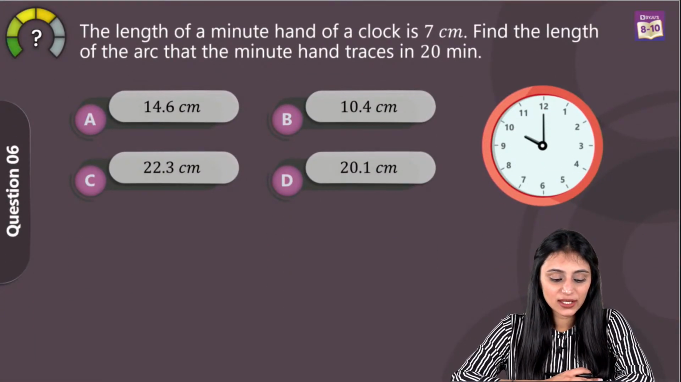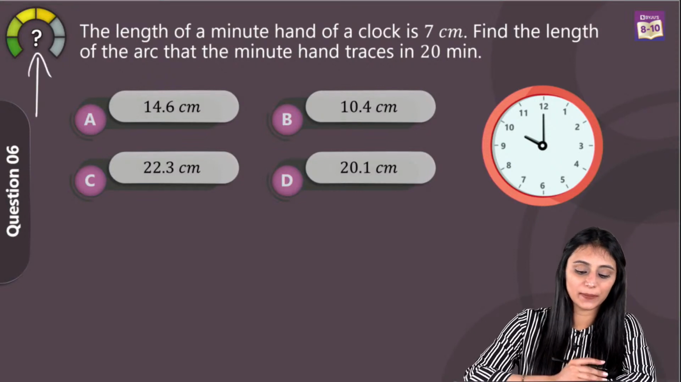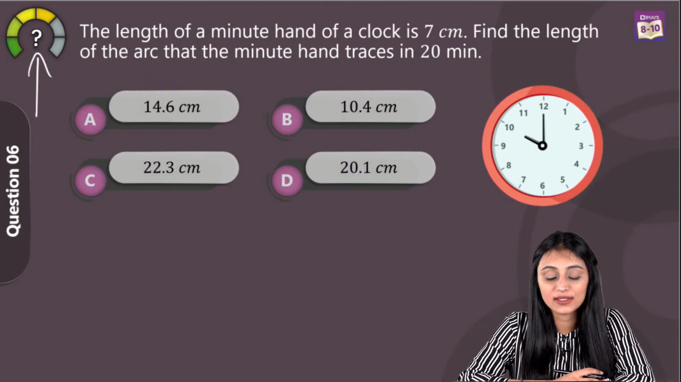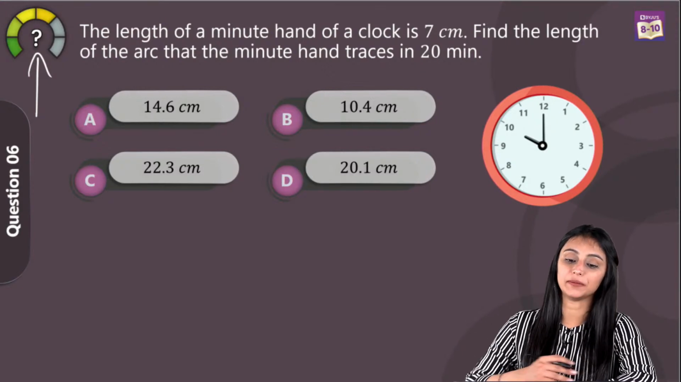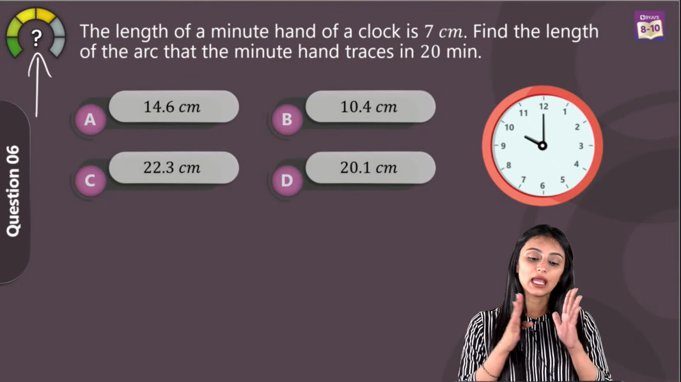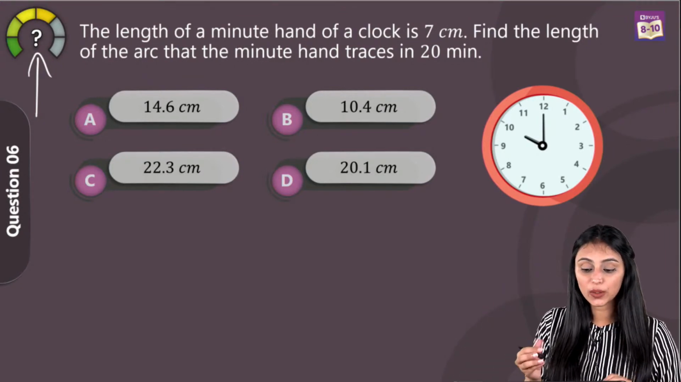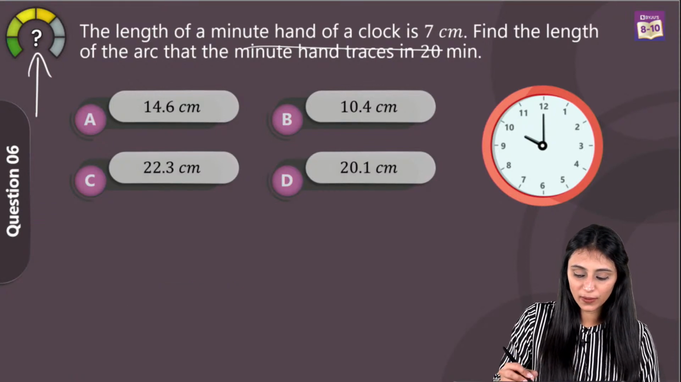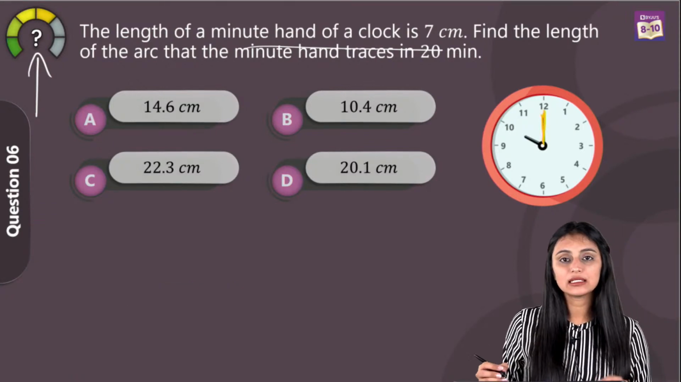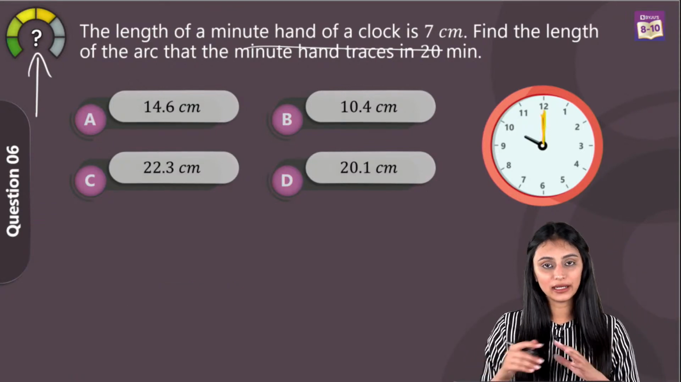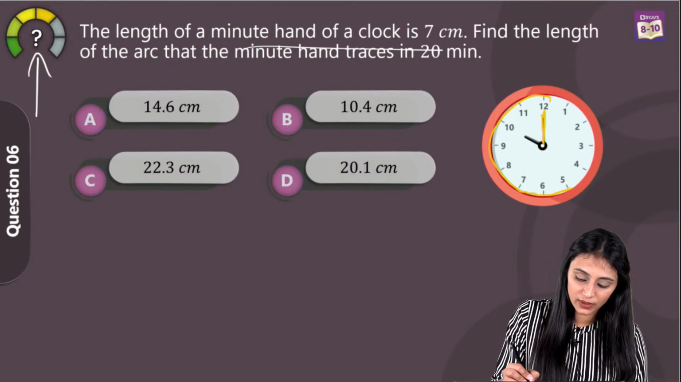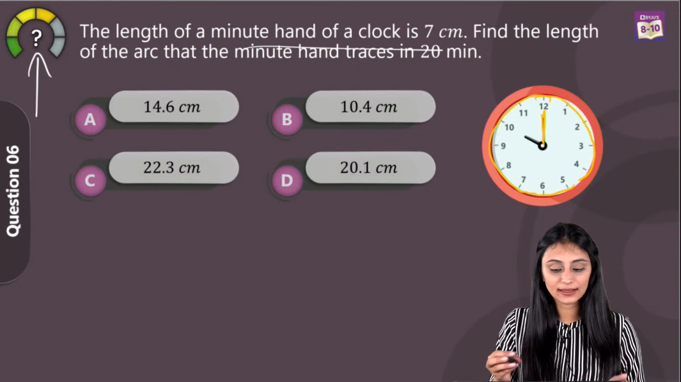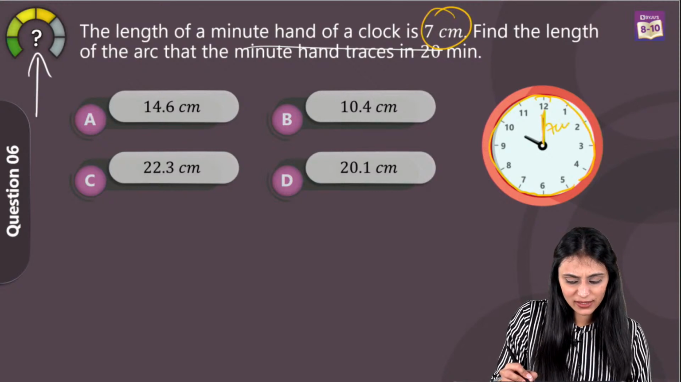Okay, so we have question 6 here and you can see that this is a moderate one. The length of a minute hand of a clock is 7 centimeter. Find the length of the arc that the minute hand traces in 20 minutes, right? Okay. See, here we are talking about a clock, right? And we are talking about the minute hand of the clock. So if you look at the minute hand of the clock, this is basically acting as the radius for the circular clock. That means I have the radius here, right?